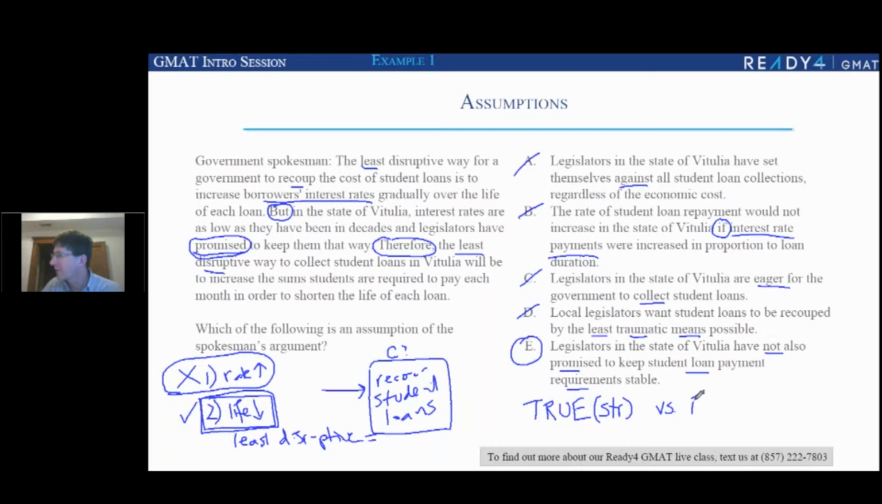Okay, now let's go the other way. What if E was false? What if they had made a promise to keep the requirement stable? Well, if they had made a promise, that means they can't do this without being disruptive. And if it's disruptive, then that weakens the argument. And so E is the thing that we need to know. We need to know if they've made this promise or if they've not made this promise.